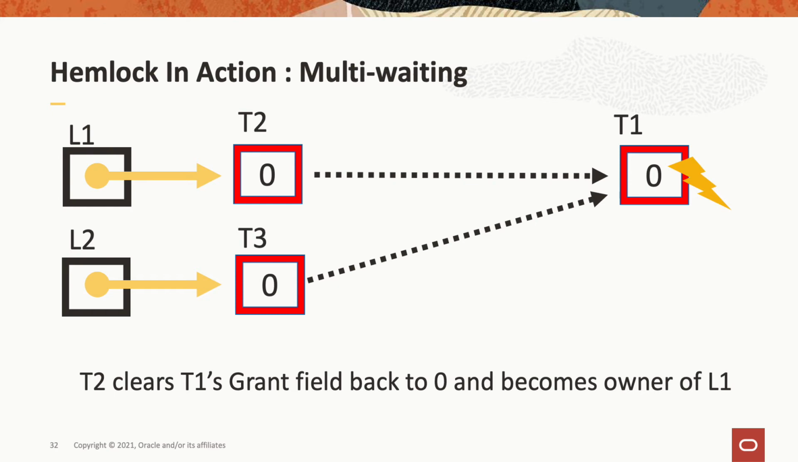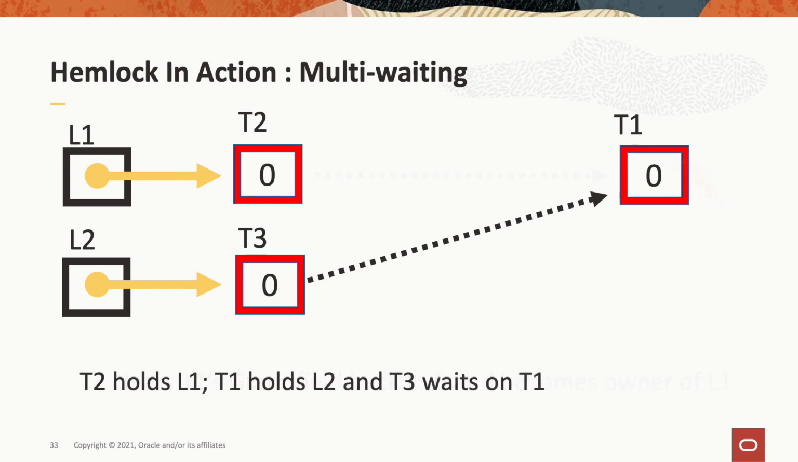T2 then stores 0 into T1's grant field, overwriting the value L1, which was previously there. This, in a sense, resets the mailbox, making it empty. T2 then enters the critical section protected by L1. At this point, T2 holds lock L1. T1 still holds L2, and T3 waits on T1.